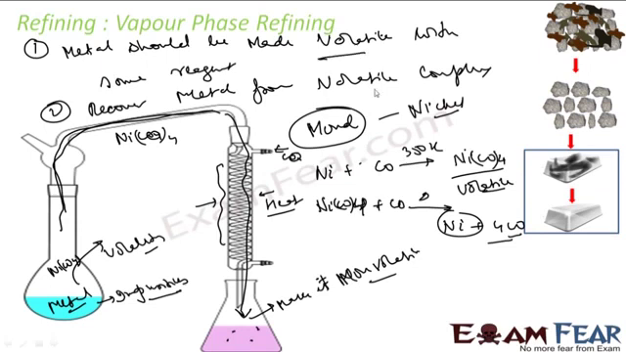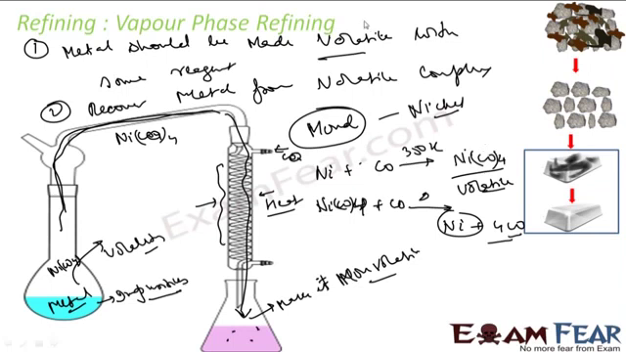So if you see, we could easily convert nickel to a volatile complex, and then we could easily recover metal back from the volatile complex. So this is the prerequisite. Okay, this is called nickel carbonyl actually. Okay, so this is the vapor refining method.